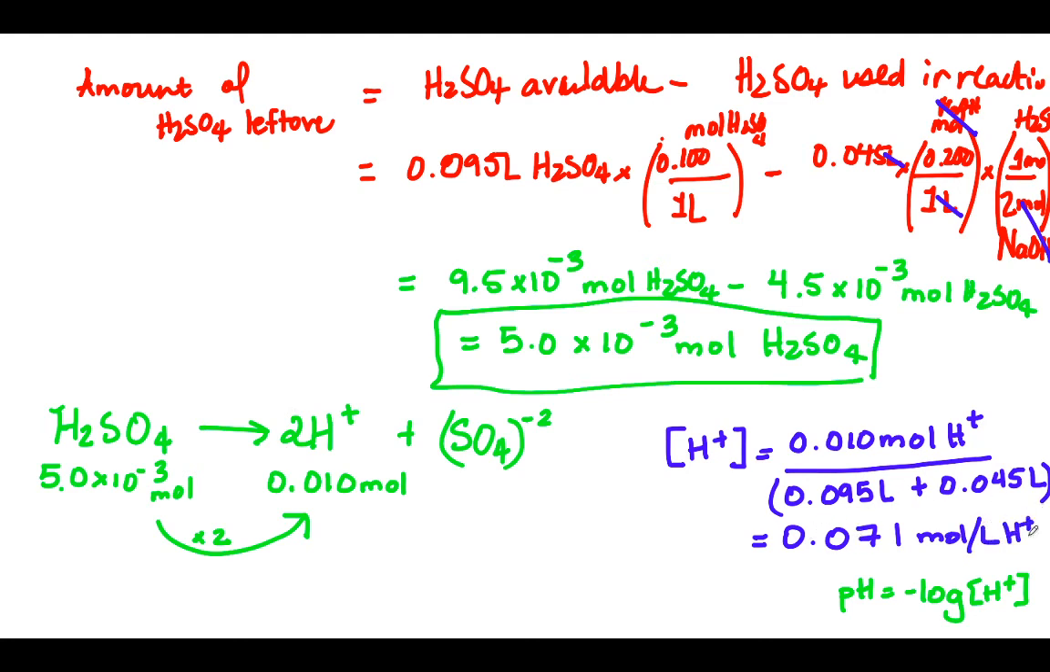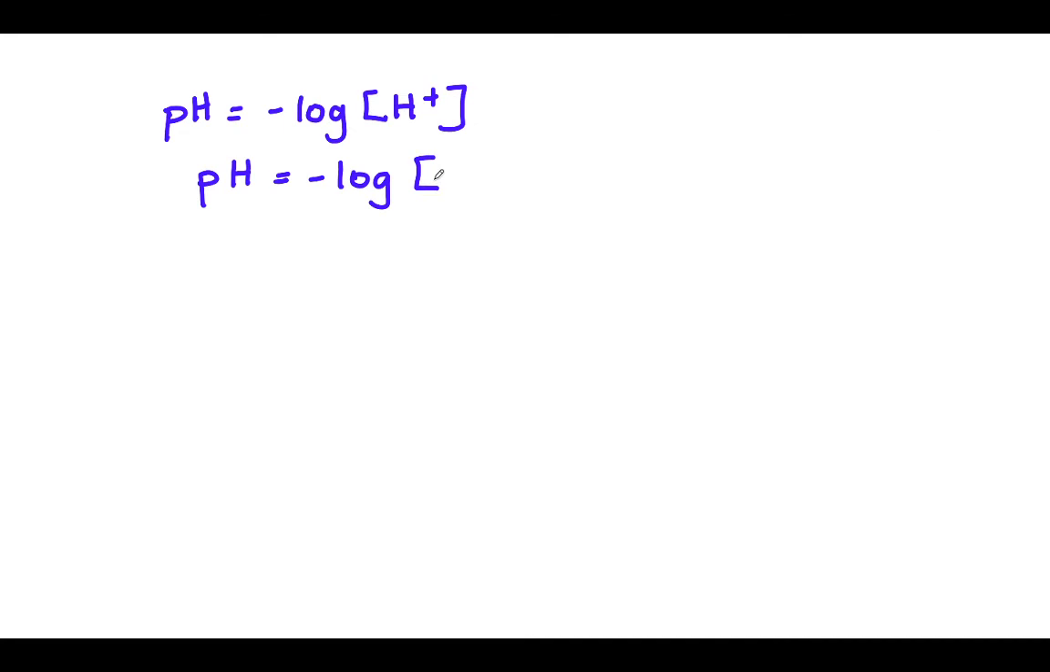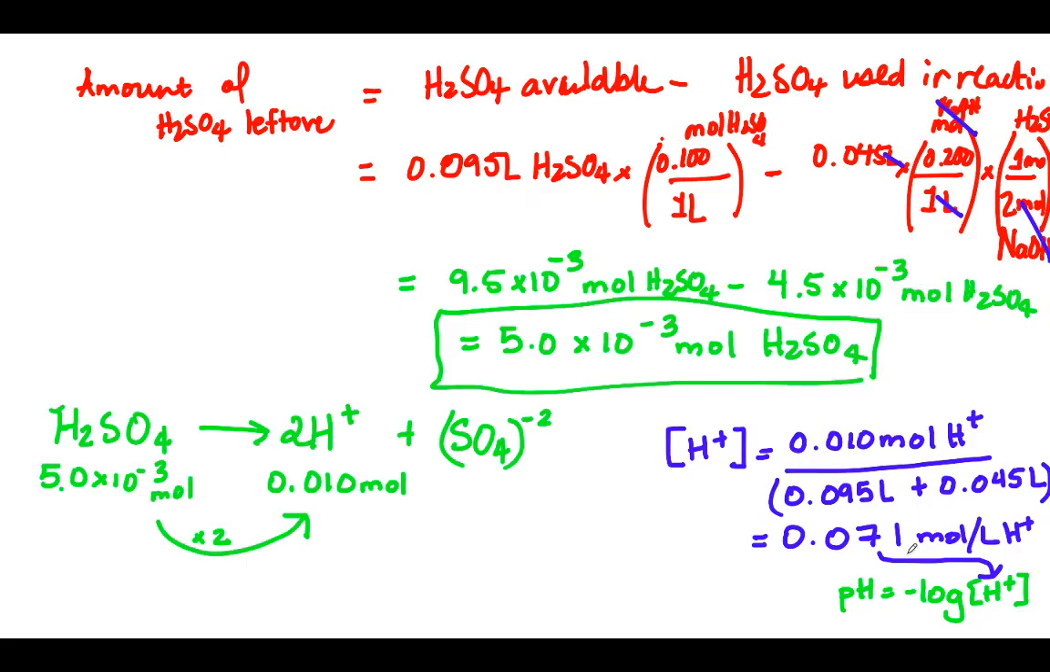So now that I have the concentration of H plus ions, I can just plug that into this formula and get my answer. So remember, I'm going to keep the full number here in my calculator, and I'm going to just do the log of that number. So I'm going to write this on the next sheet. So pH is equal to negative log of the concentration of H plus. So pH is equal to negative log of the concentration, which is 0.071 moles per liter. Now, keep in mind, I've got the full number, right? I'm not rounding here. I've got the full number in my calculator.